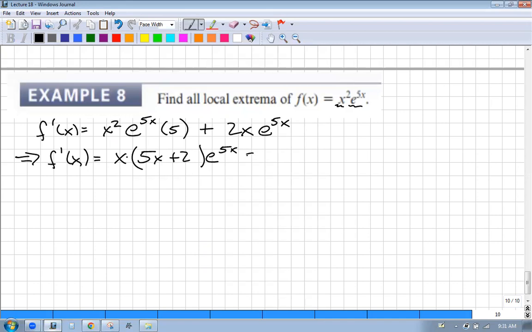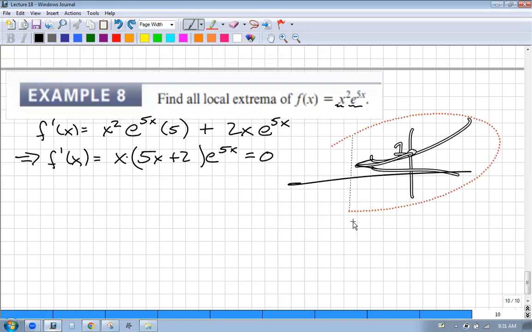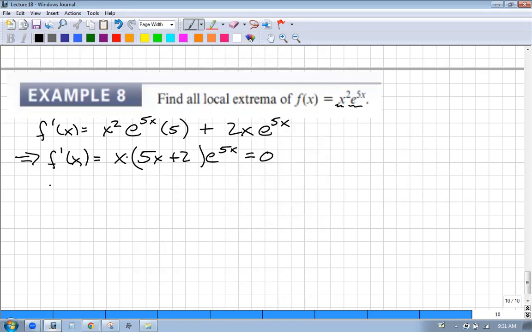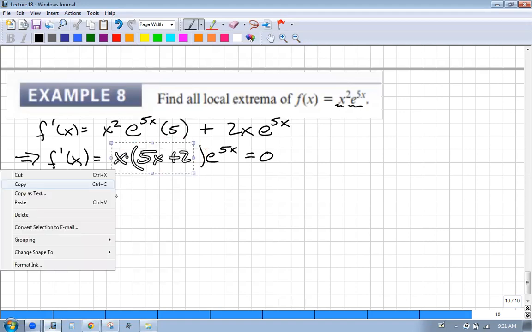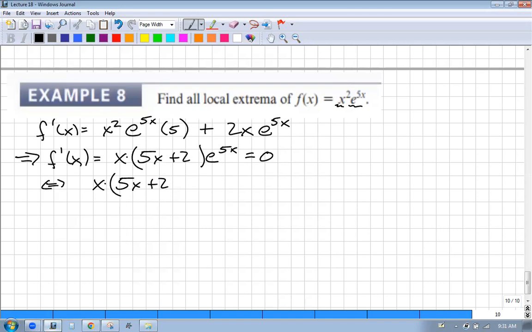So where is this guy equal to 0? Okay, well, we have 3 factors here, right? This guy is never 0, right? Exponentials always look like this. They go through 1 and then they blow up, right? They get closer and closer to 0, but this is always positive. So that's 0 if and only if this part is 0. Again, because that guy's always positive.